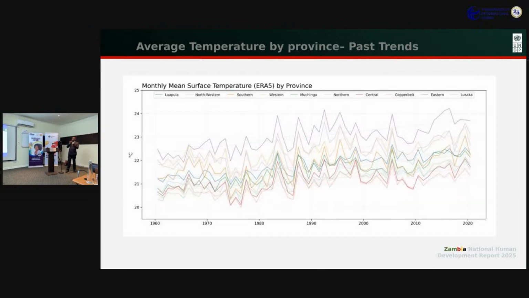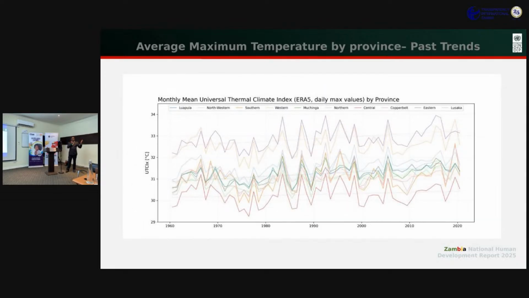Then these are showing monthly values from 1960 to 2020 and performance. So generally, these graphs are showing that climate change is real and where we are coming from. But I think then it's time to act. What do we do? I think that's the message.